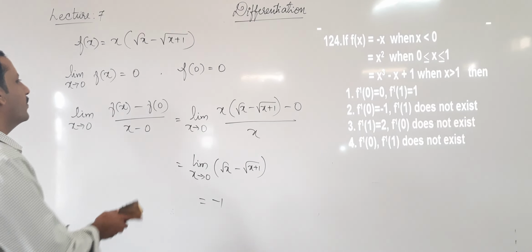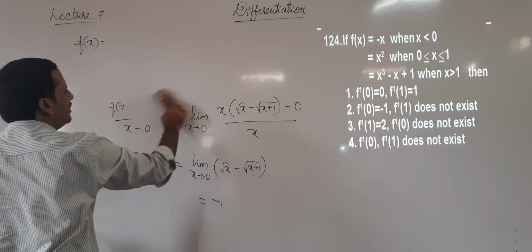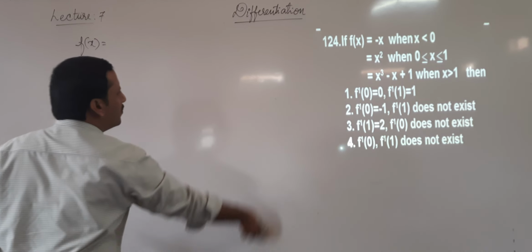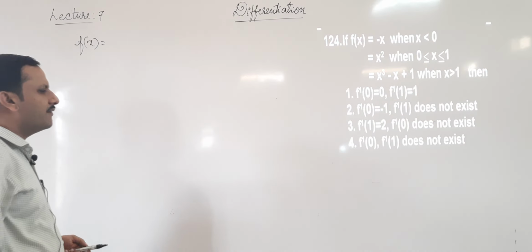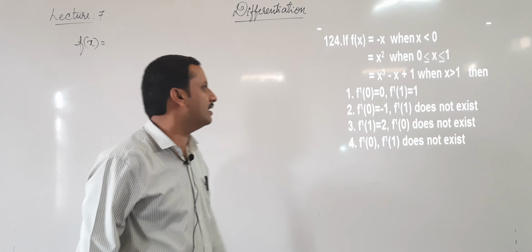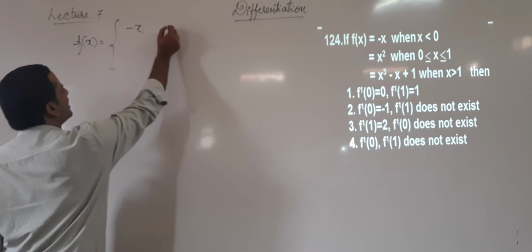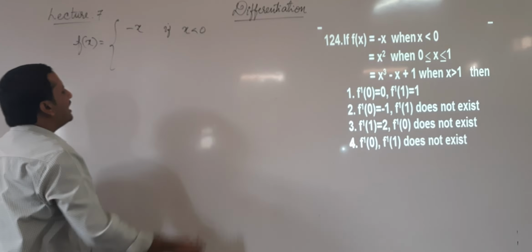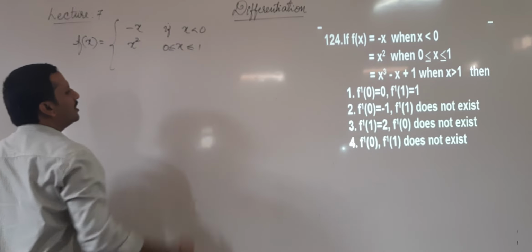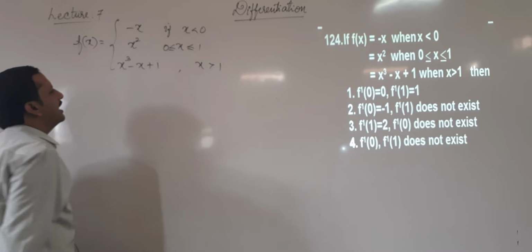Then 124. f(x) is equal to −x when x is negative, x² when x is between 0 and 1, x³ − x + 1 when x is greater than 1. Then f dash of 0 is 0, f dash of 1 is 1. So we need to find out f dash of 0 and f dash of 1. f(x) is defined like this. It is equal to −x if x is less than 0, and it is x² when x is greater than or equal to 0, less than or equal to 1, and it is x³ − x + 1 if x is greater than 1.